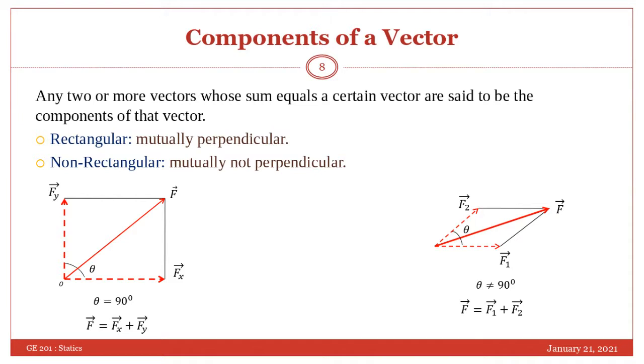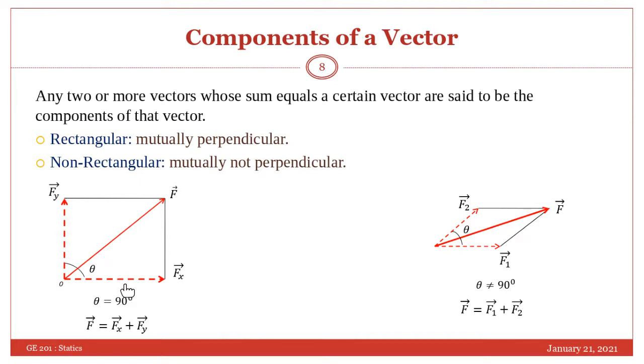So any two or more vectors whose sum equals a certain vector are said to be the components of that vector. So summation of vector Fx and vector Fy is equal to vector F. This is by law of parallelogram, because you are putting these two vectors Fx and Fy over the two sides of a parallelogram. So their resultant is vector F. So vector F will be called the resultant of vector Fx and vector Fy.